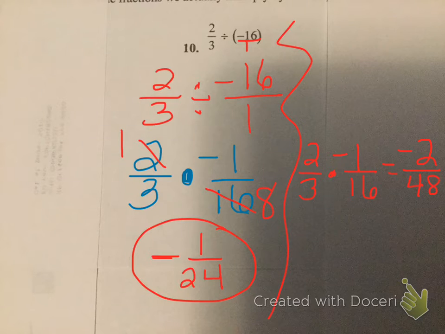And then you need to simplify negative 2/48. They're both divisible by 2. 2 divided by 2 is 1. 48 divided by 2 is 24. So in the end, you still get to the same answer. You just need to make sure you simplify it. Either way is fine with me.